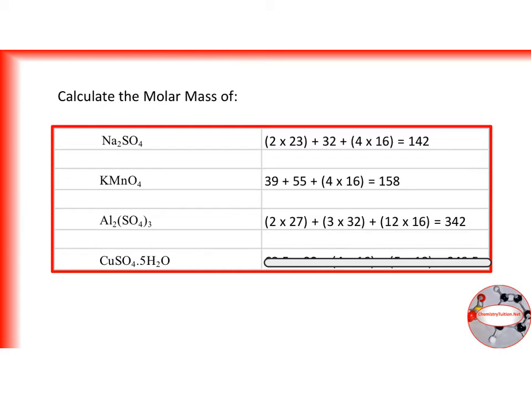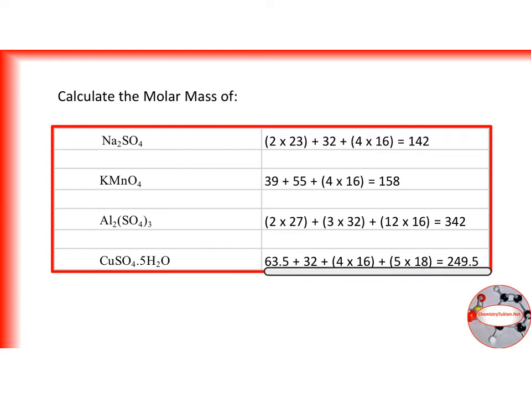And then finally you've got hydrated copper sulfate. So hydrated copper sulfate is going to be 1 copper at 63.5, and a sulfur at 32, and 4 oxygens at 16, and then you have 5 waters. Water is of course made up of 1 oxygen at 16 and 2 hydrogens, each at 1, to give you each water having a relative molecular mass of 18. I've got 5 of those, add them all together and you get 249.5.